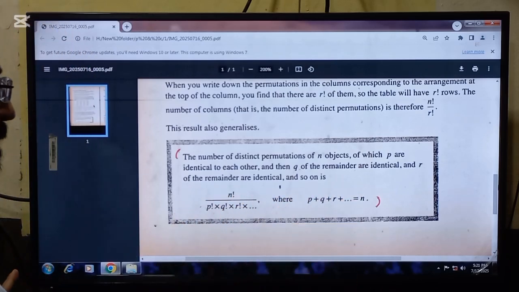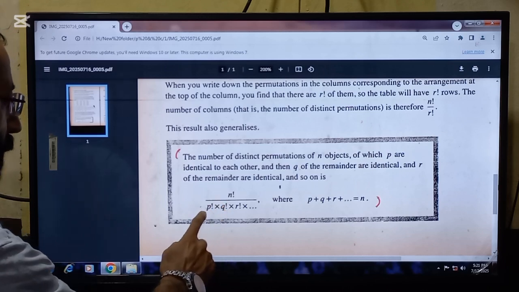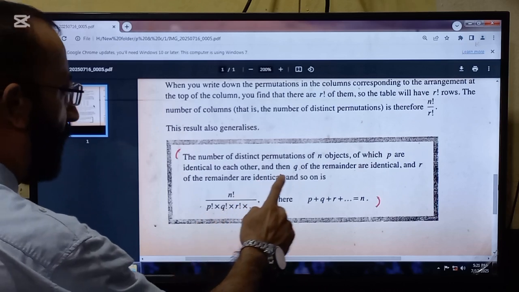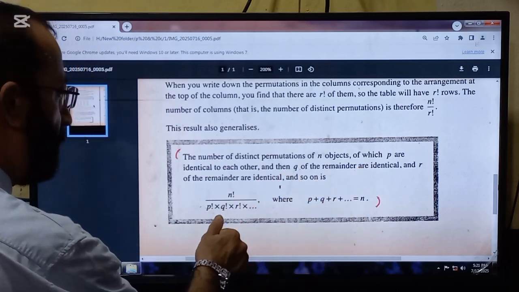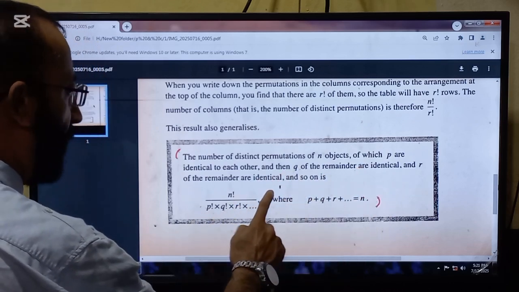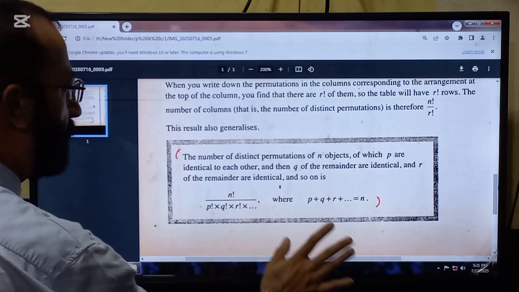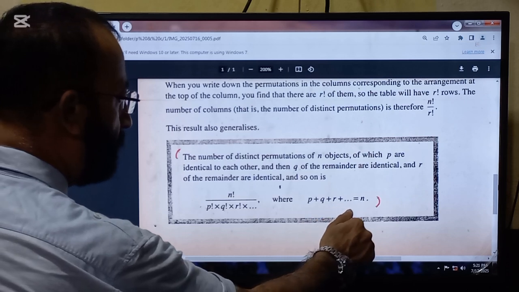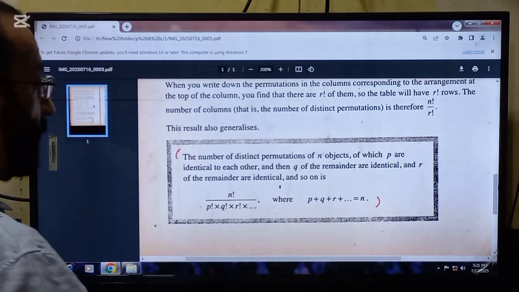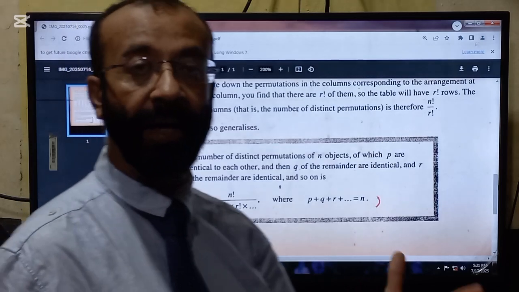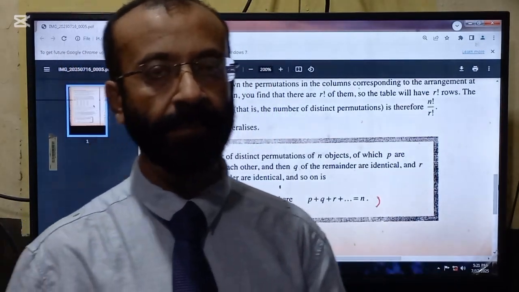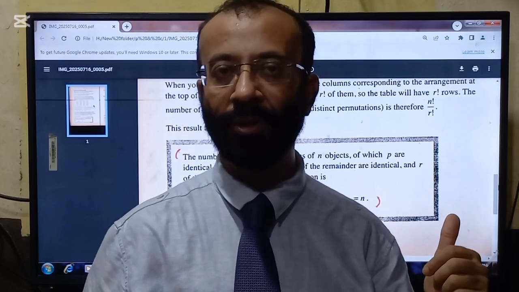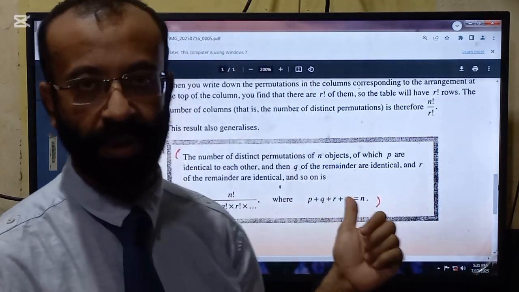So the formula will be n factorial over p factorial, for the p things which are identical, then q factorial for the q identical things, then r factorial for the r identical things, and so on, where p plus q plus r and so on should be equal to n. So this formula will be used when identical objects are present in a group. So concentrate yourself. We are going to solve questions from this concept.